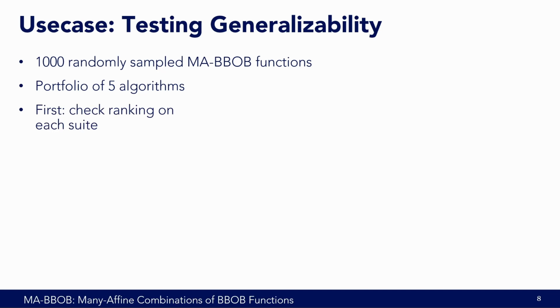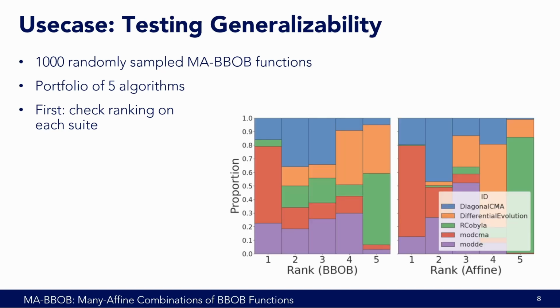We just check first the ranking of these algorithms on each of these two suites. So we can see on the left the rank distribution on BBOB, and on the right we see the rank distribution on these affine combinations. And we see some changes. We see that, for example, for the green algorithm, Carola, it's quite a lot worse on these affine combinations, which we can explain by looking at the multimodality of these problems, which it cannot deal with very well.